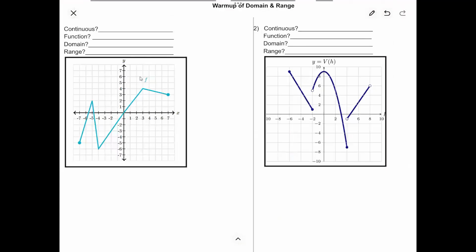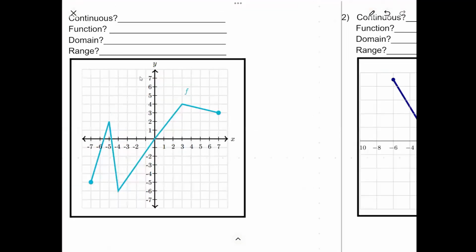I'm going to do this one. All right, so this is the warm-up. So is this a continuous function? Well, I can start here and I can definitely trace all the way over without lifting my pencil. So it definitely is a continuous function. So you would say yes.